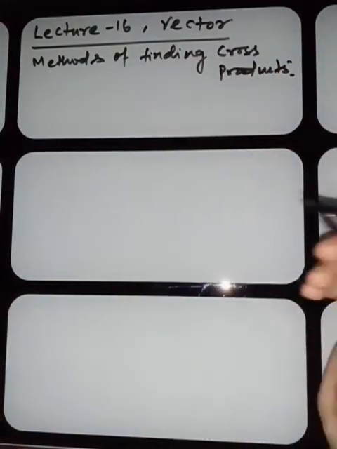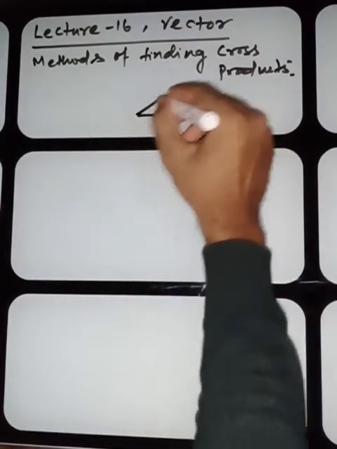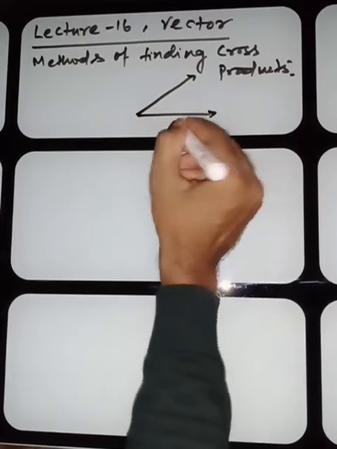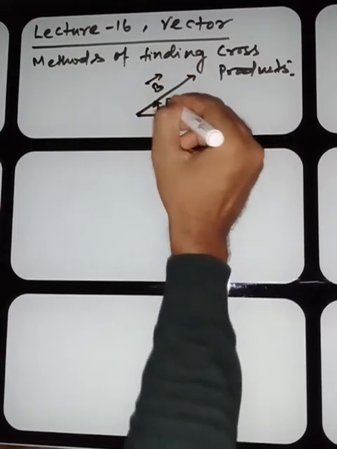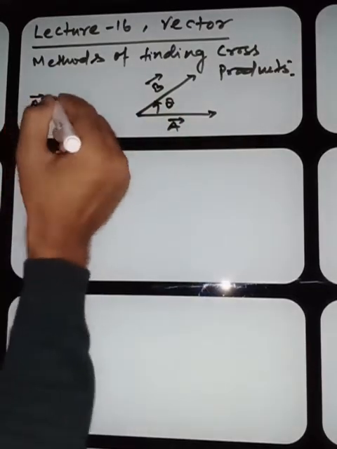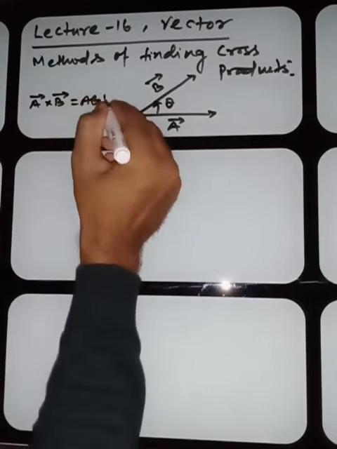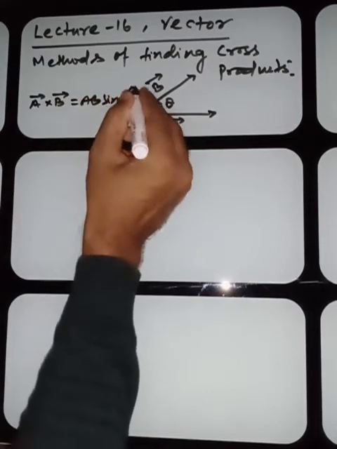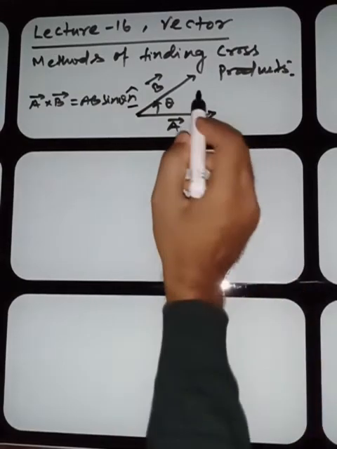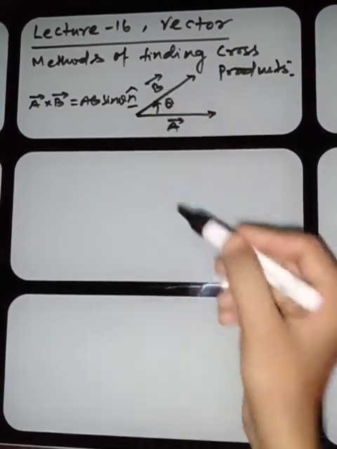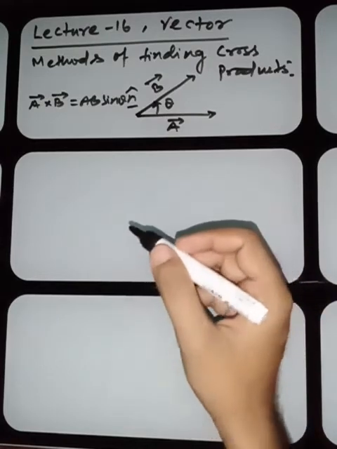Actually, we have studied the cross product. If we have two vectors like this, vector A and B with an angle theta, then A cross B is AB sine theta with a unit vector n, and we have studied this unit vector n is perpendicular to the plane of vectors A and B.